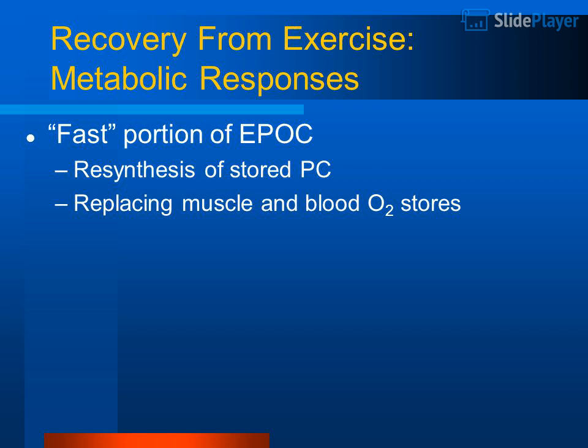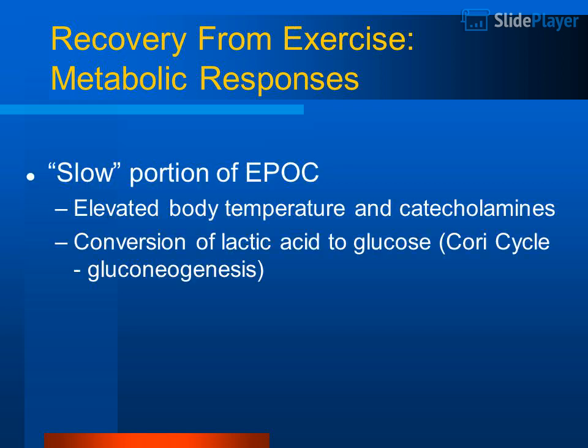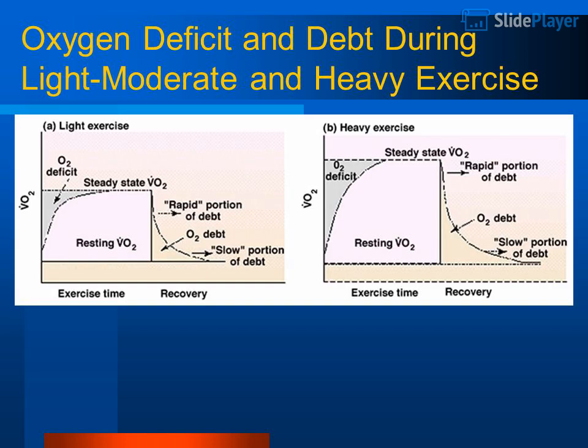Recovery from exercise, metabolic responses. Fast portion of EPOC: resynthesis of stored PC, and replacing muscle and blood O2 stores. Slow portion of EPOC: elevated body temperature and catecholamines, conversion of lactic acid to glucose, Cori cycle, gluconeogenesis. Oxygen deficit and debt during light, moderate and heavy exercise.